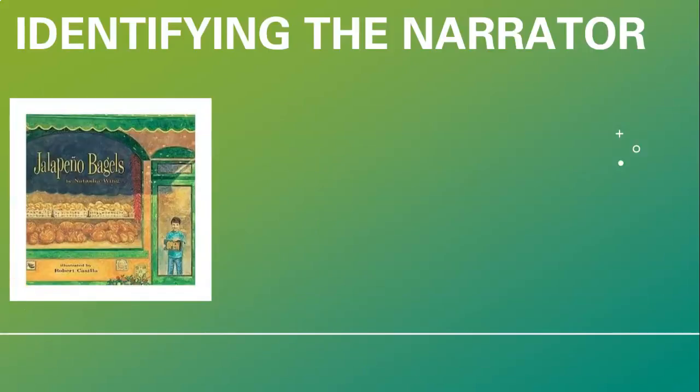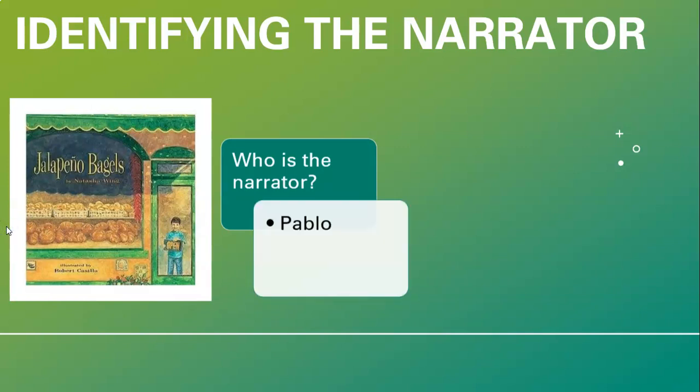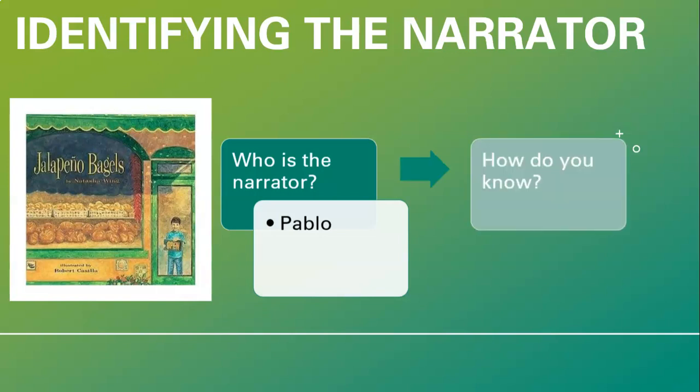So, let's talk about identifying the narrator in Jalapeno Bagels. My question is, who is the narrator? Who is telling the story? Well, that is the character of Pablo. Now, in the excerpt that I read, you only hear the name Pablo one time, and that is when Pablo's mother is calling his name. How do you know Pablo is the narrator?